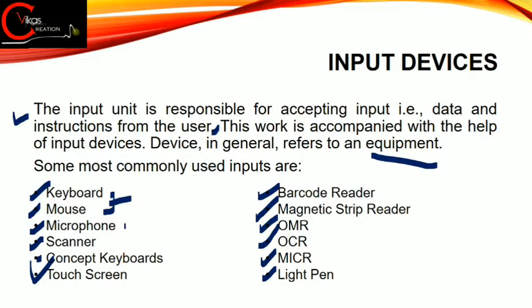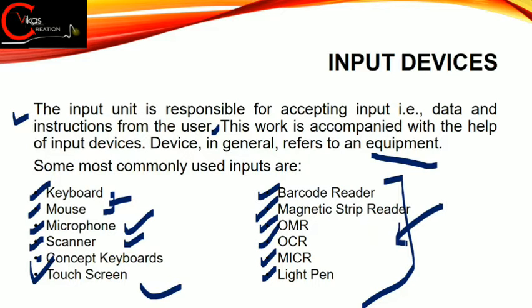Then after that you also might have used the microphones and scanners and touch screens. Fine. There are these few devices like barcode readers, magnetic strip readers, OMR, OCR, MICR and light pen. They have their specific use, so we also have to discuss these few. But in this particular video, we have to discuss only these 6 basic input devices. And in our next video, we have to discuss the other 6 input devices in detail. Now let's begin with the first one.